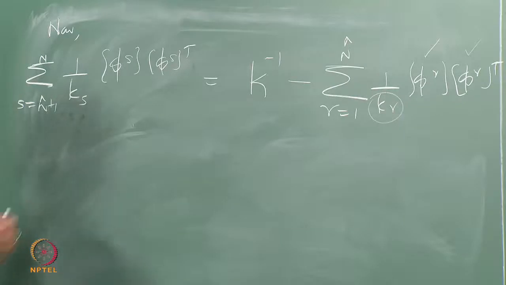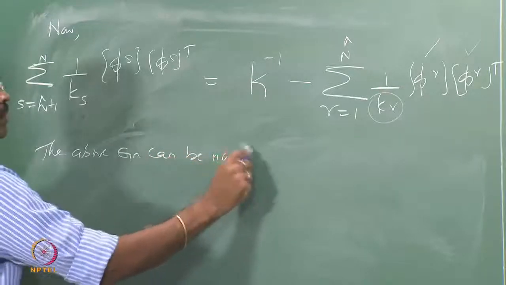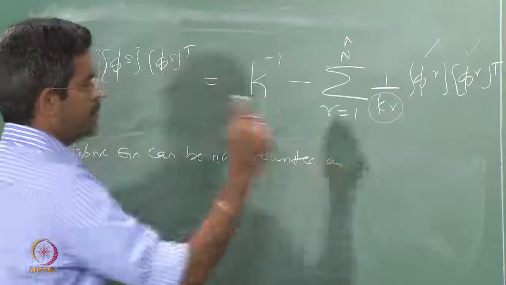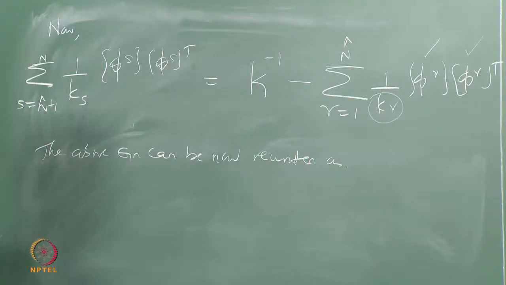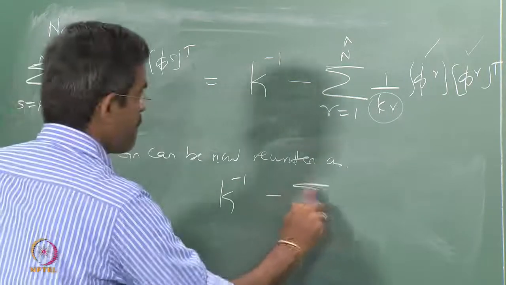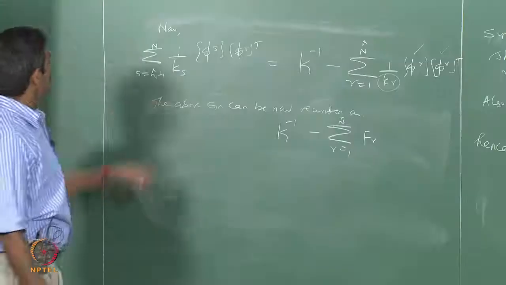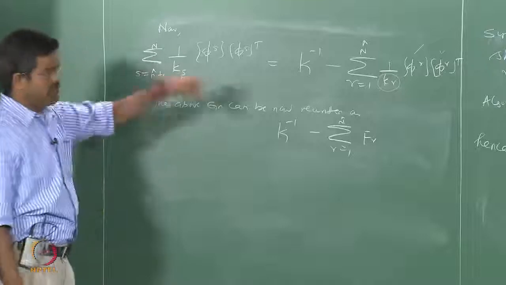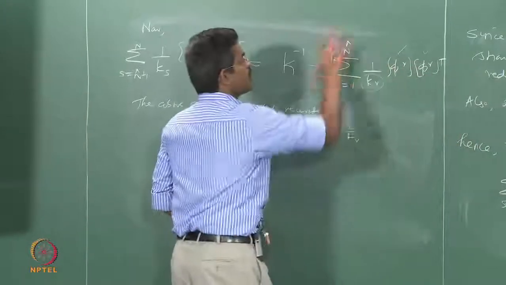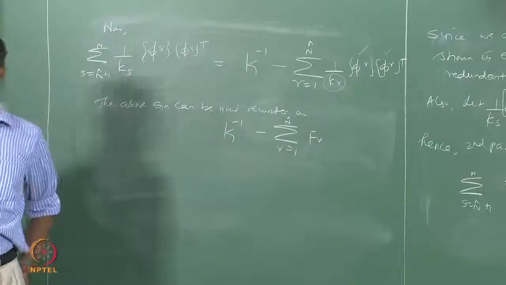So, hence the above equation can now be rewritten as k inverse minus summation r equals 1 to n hat. Can I call this as f r? Because already I said if you use the subscript s for the entire system, I call this as f s. Now, look, compare f s with this, it is one and the same except the subscript is r now. So, I can call that as f r, okay.